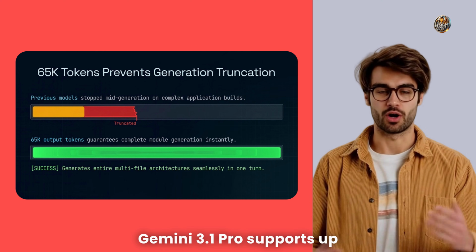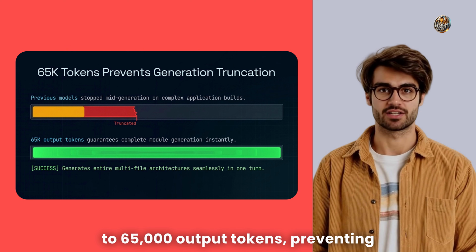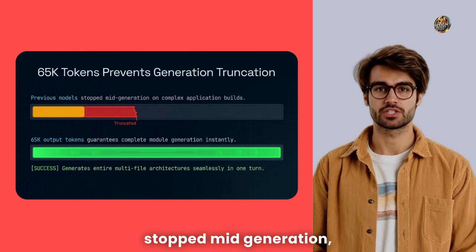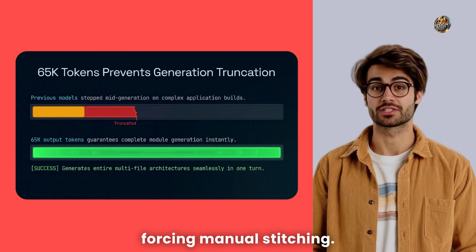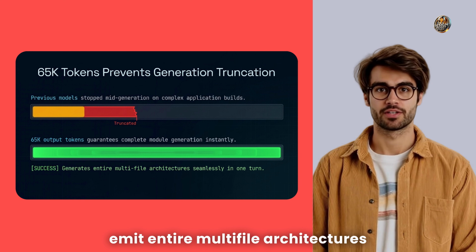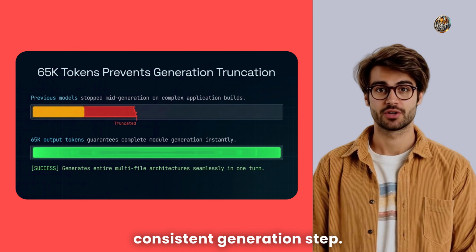Gemini 3.1 Pro supports up to 65,000 output tokens, preventing truncation on complex builds. Earlier models often stopped mid-generation, forcing manual stitching. With this capacity, the model can emit entire multi-file architectures or large modules in a single, consistent generation step.